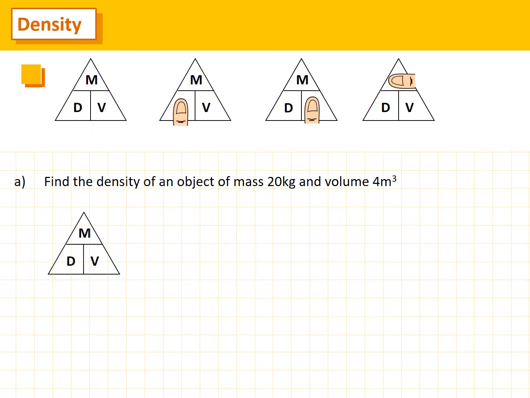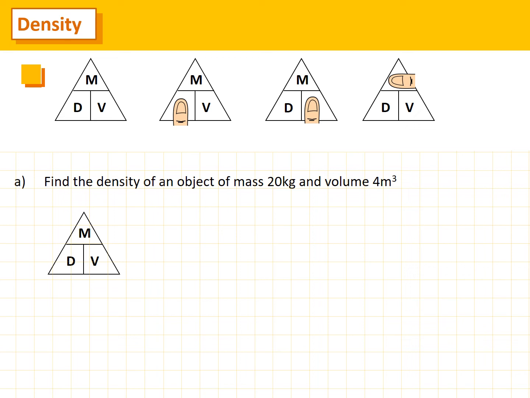You may find it more helpful to use the mass, density, volume triangle. Each of these letters here, M stands for mass, D stands for density, V stands for volume. How would you use a triangle?